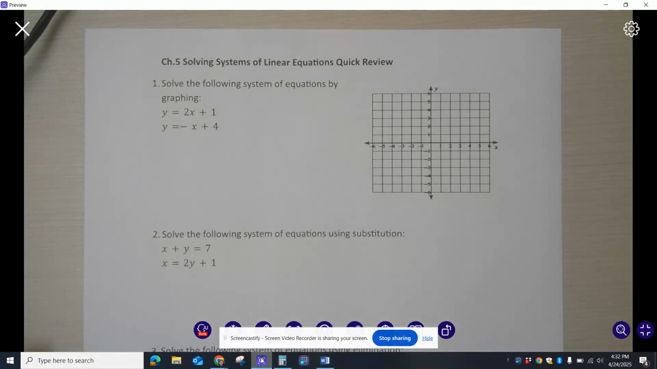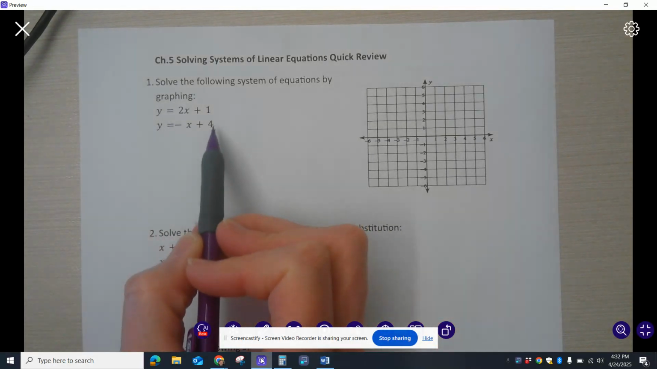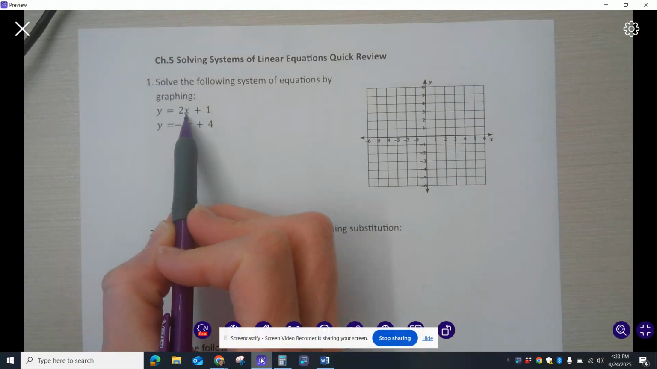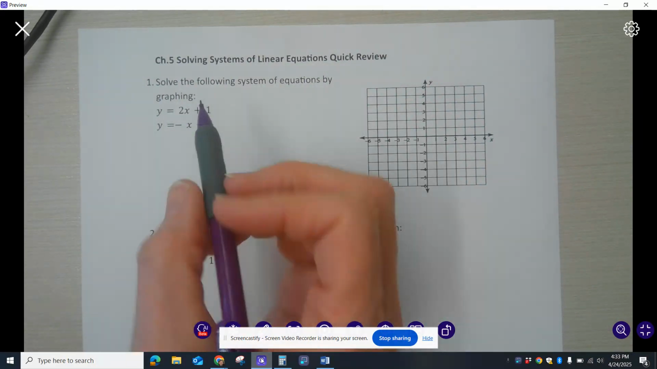This video is going to be a quick review of linear systems, so you should follow along and take notes. First of all, we learned three methods for solving systems of equations. This is what a system of equations looks like. It's two equations and they both have two variables. And the first method is solving by graphing.